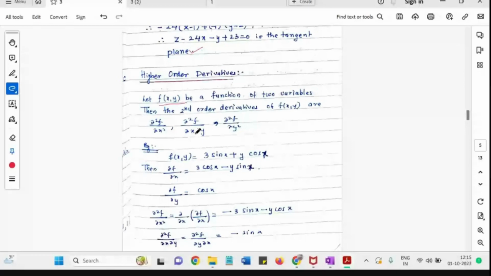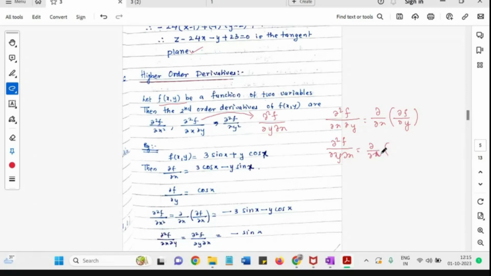But the catch over here is, as I have dou square f by dou x dou y, I also have dou square f by dou y dou x. Now the question is, how do I define them? Dou square f by dou x dou y is dou by dou x acting on dou f by dou y, and dou square f by dou y dou x is dou by dou y acting on dou f by dou x. Now the question is, are they equal? Let us understand how to calculate them. These are called the mixed derivatives.